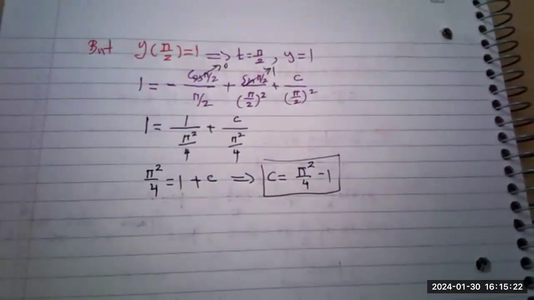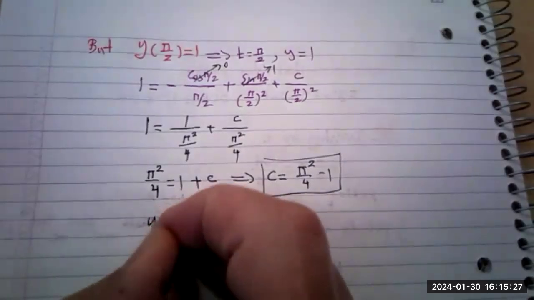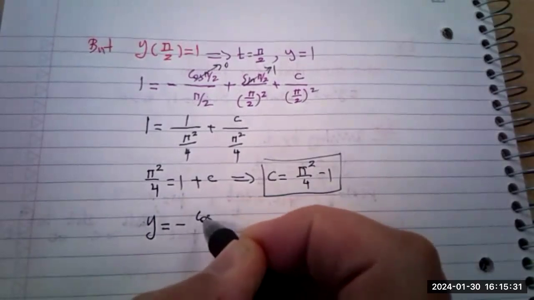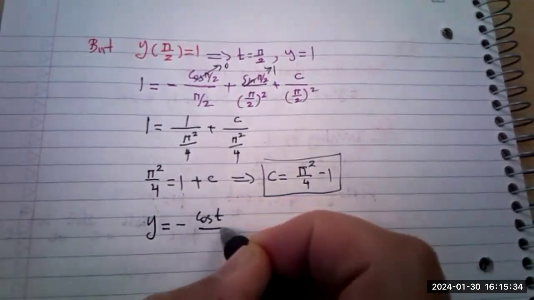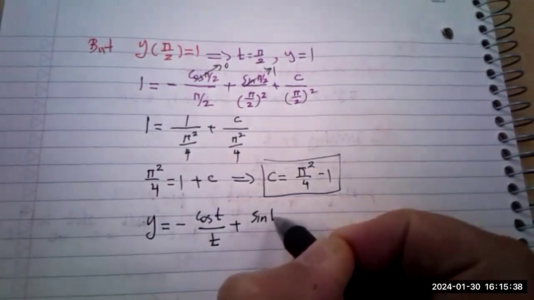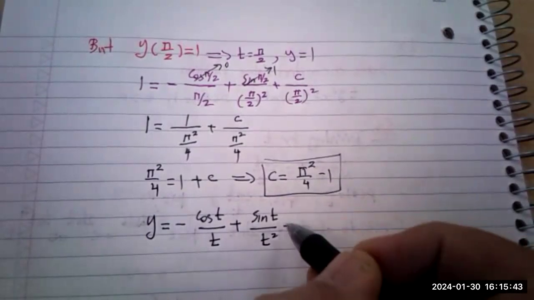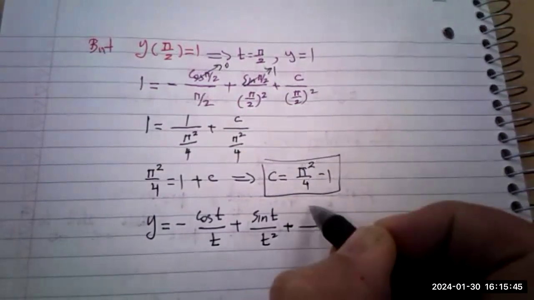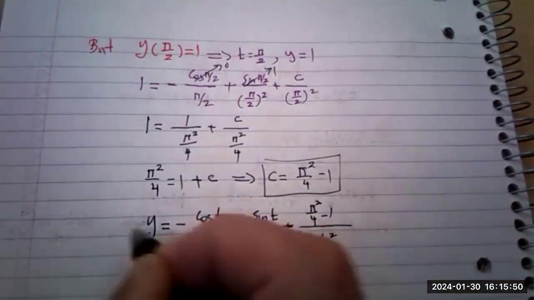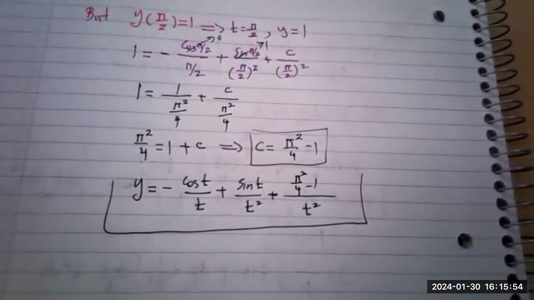Okay, go back, substitute into the original one, the general solution, to get this particular solution. So y would be negative cosine t over t, plus sine t over t squared, plus c over t squared, so it's going to be pi squared over 4 minus 1, over t squared. So this is going to be the solution to the initial value problem.